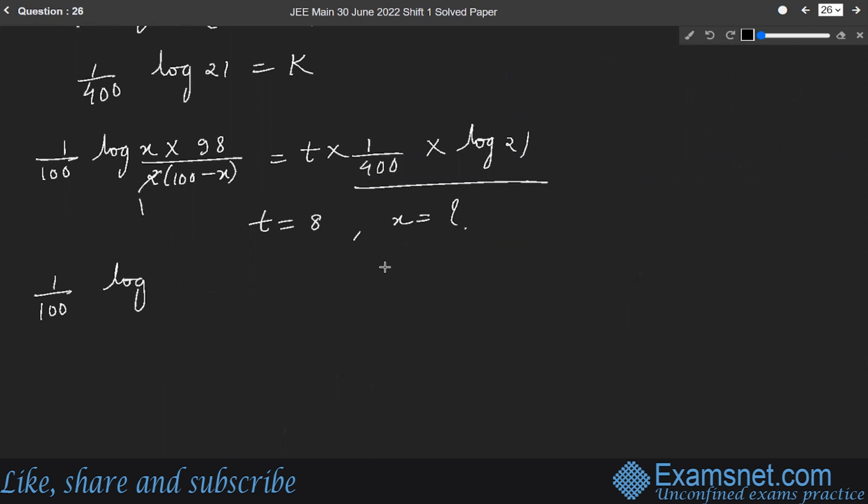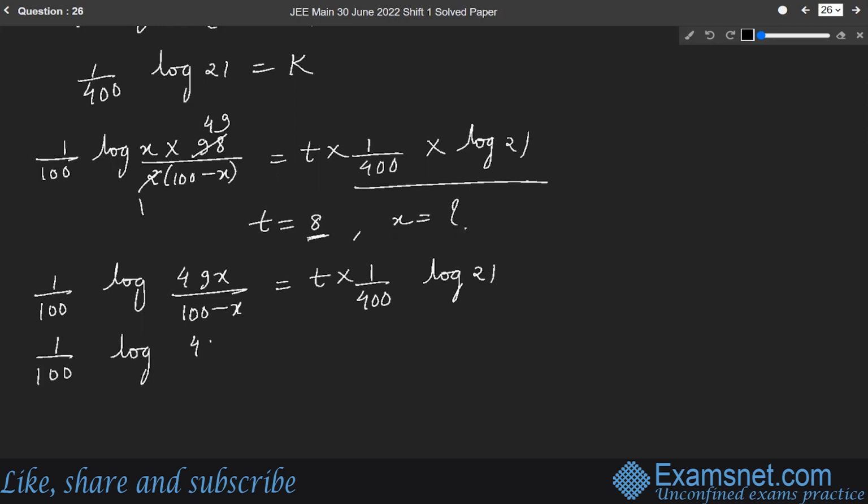See, these 2 ones are 2, and 2 into 49 is 98. So we have 49 into x, right? So 49x divided by 100 minus x is equal to t into 1 by 400 log of 21. Now what is the value of t? It is 8. So let us put it: 1 upon 100 into log of 49x divided by 100 minus x is equal to 8 into 1 upon 400 into log of 21.